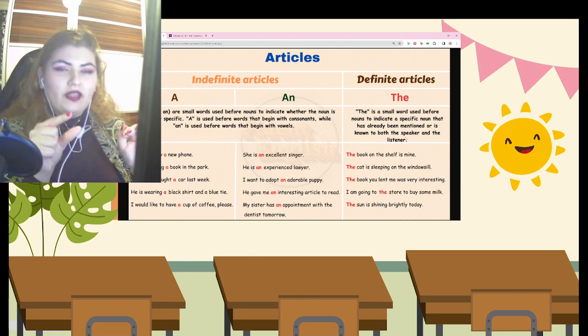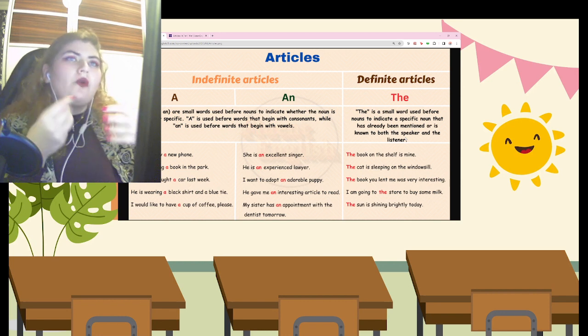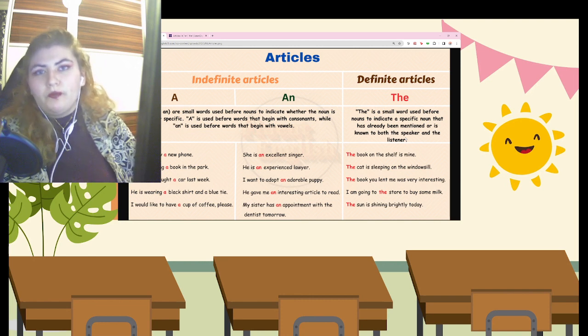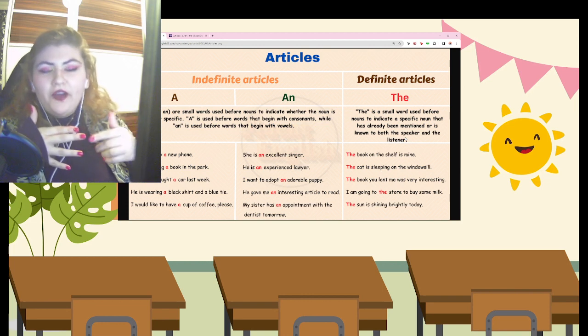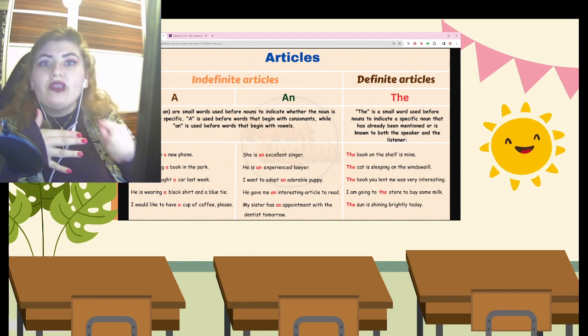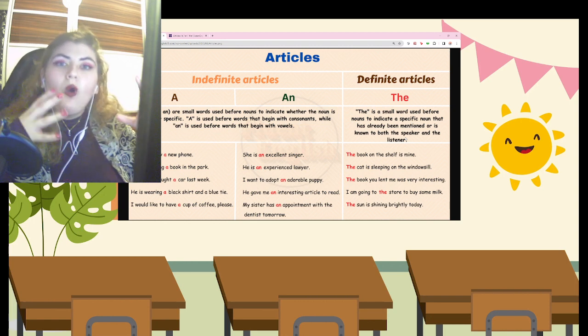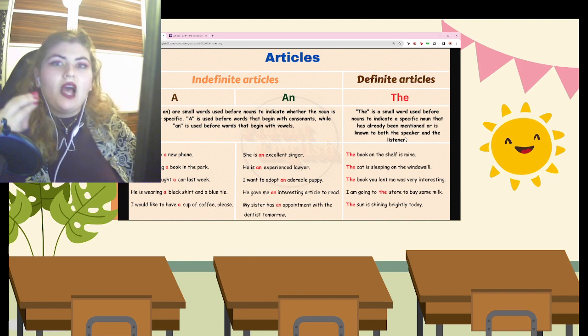There is a difference between a and the. For a or an, we talk about any dress or any book. If I tell you that I am going to buy a dress, it means I can buy any dress. But if I tell you that I am going to buy the dress, it means we already talked about the dress before, and you know which dress I am going to buy.